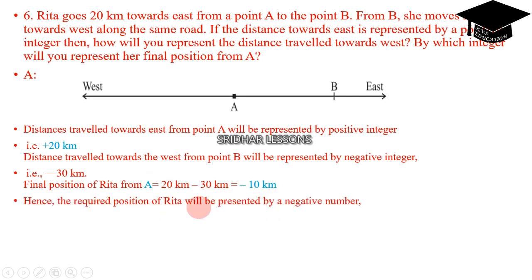Hence, the required position of Rita will be represented by a negative number because it is towards the west direction.